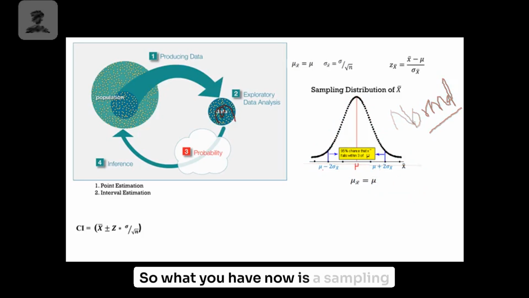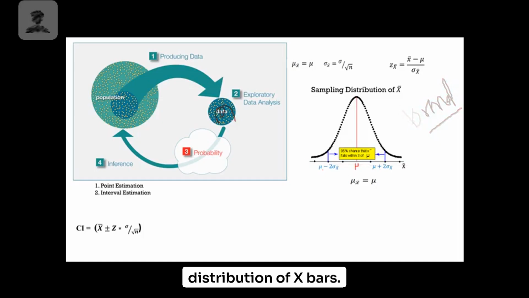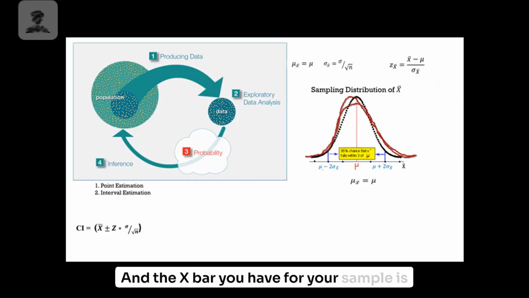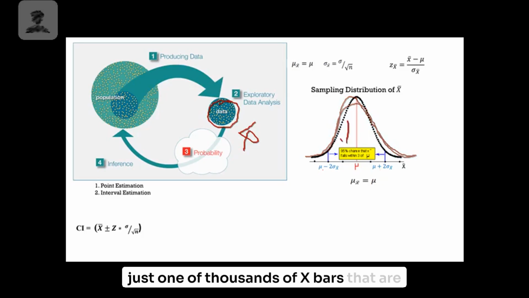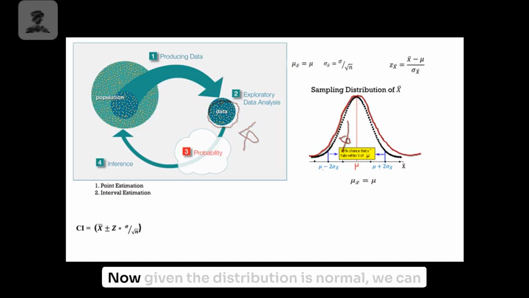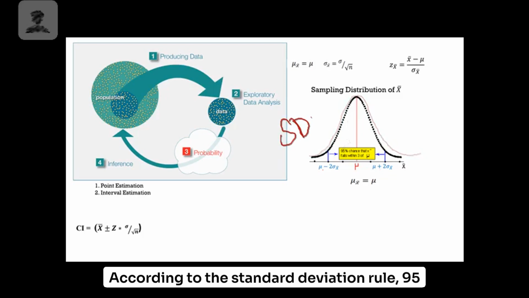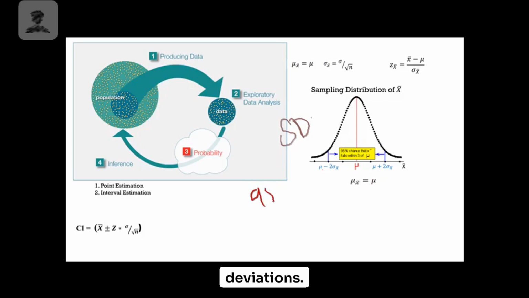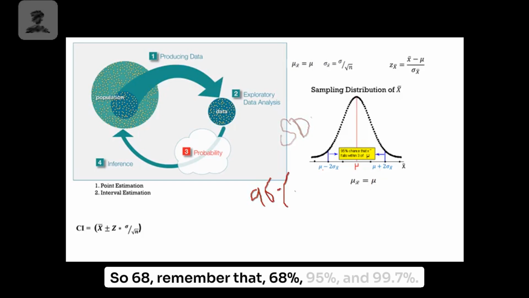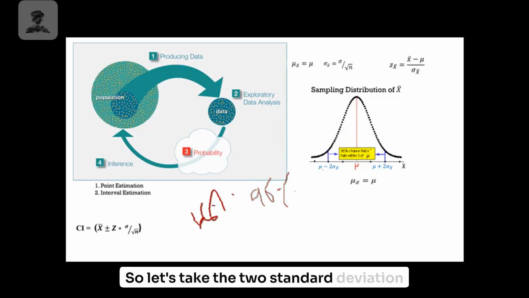So what you have now is a sampling distribution of x bars, and the x bar you have for your sample is just one of thousands of x bars that are theoretically part of the sampling distribution of x bars. Now, given the distribution is normal, we can apply the standard deviation rule. According to the standard deviation rule, 95% of observations fall between two standard deviations. So 68, 95, and 99.7. So let's take the two standard deviation value.